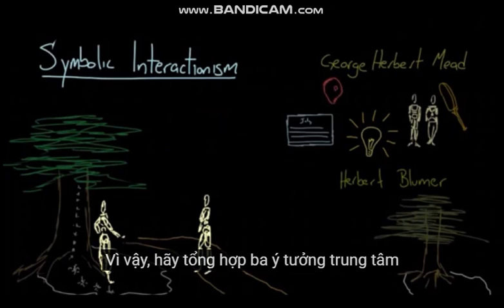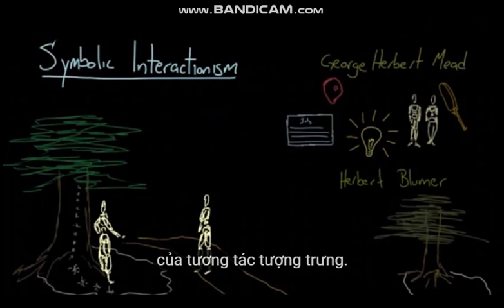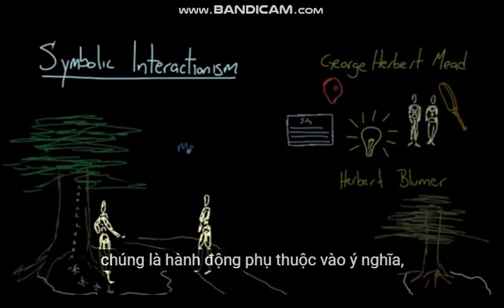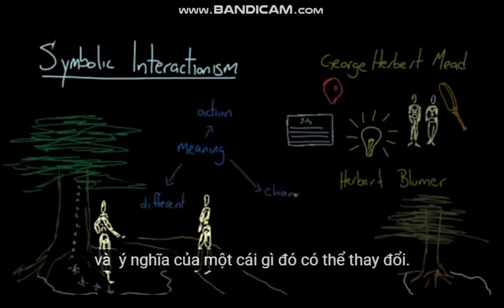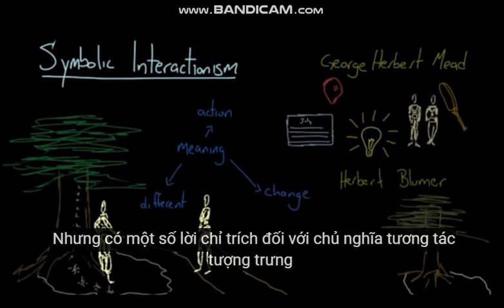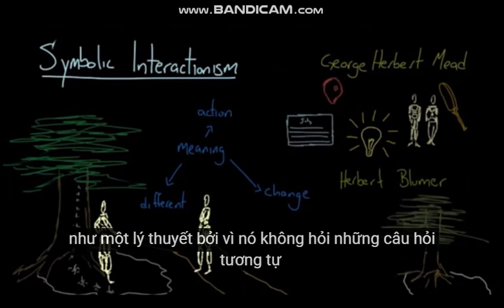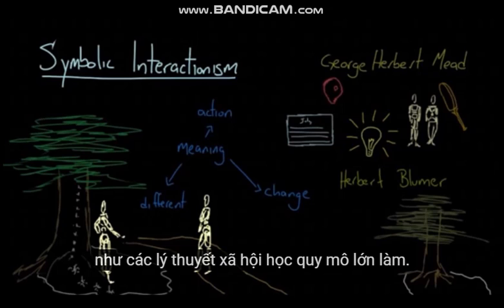So let's sum up the three central ideas of symbolic interactionism. They are that action depends on meaning, that different people assign different meanings to things, and that the meaning of something can change. But there are some criticisms to symbolic interactionism as a theory, because it doesn't ask the same questions as the large-scale sociology theories do.